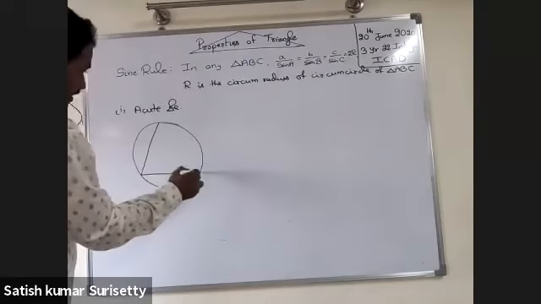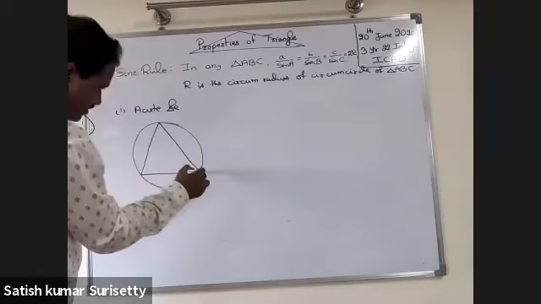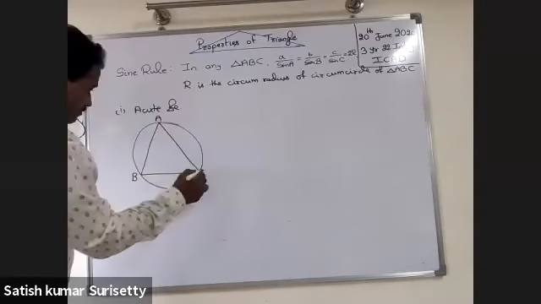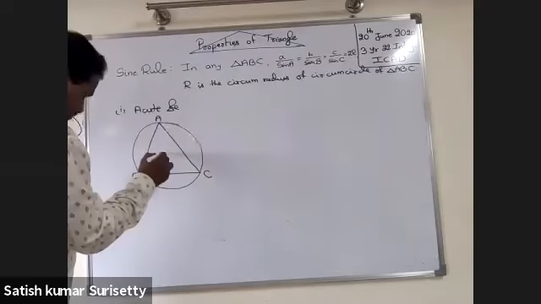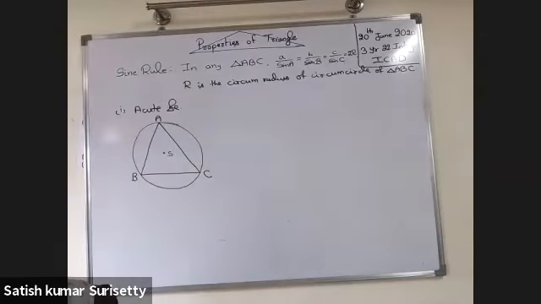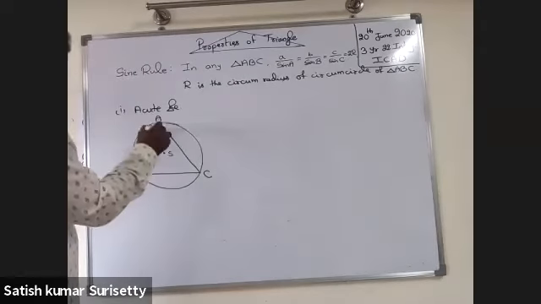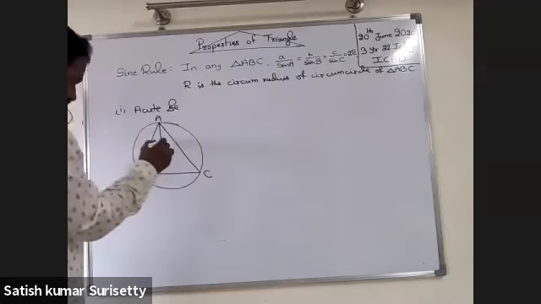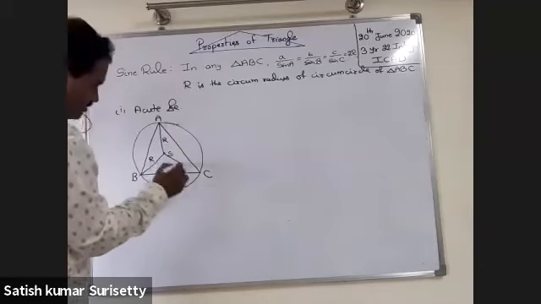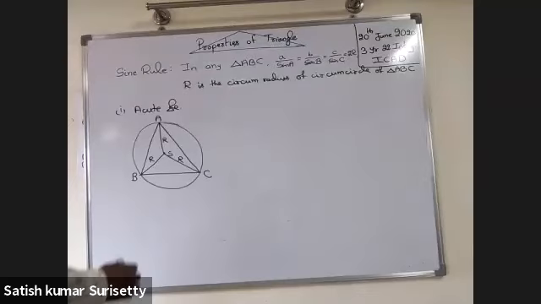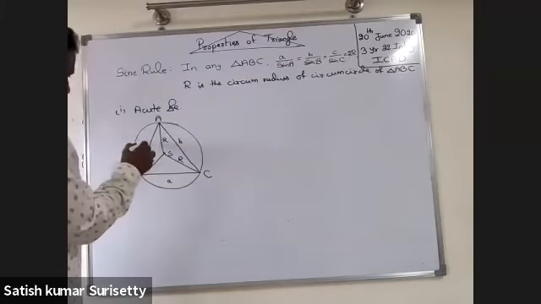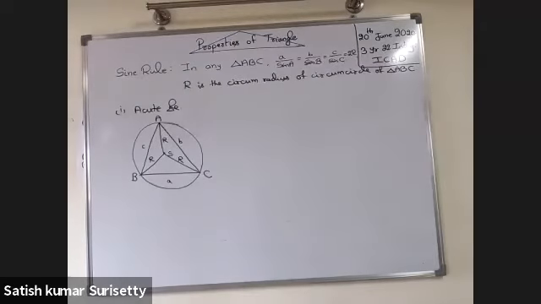So for an acute angle triangle, circumcenter will be inside the triangle. Let us denote S as the circumcenter. SA is R, SB is also R, SC is also R. Now BC is small a, AC is small b, AB is small c. Now try to prove again in the same manner.